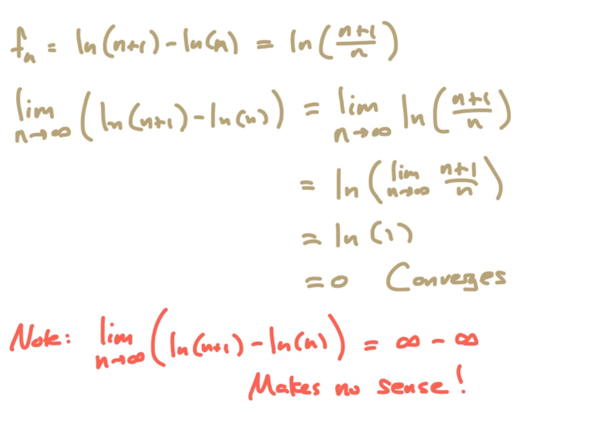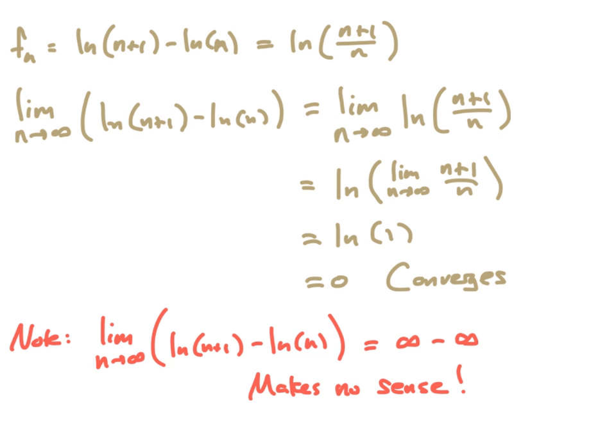Note that if we did not rewrite this expression at the very beginning, using properties of logs, we might have tried to use the limit laws in this case. If we did try to use the limit laws, we would have the limit of the natural log of n plus 1, which would be infinity, minus the limit as n approaches infinity of the natural log of n, which would also be infinity. And we would get the expression infinity minus infinity.